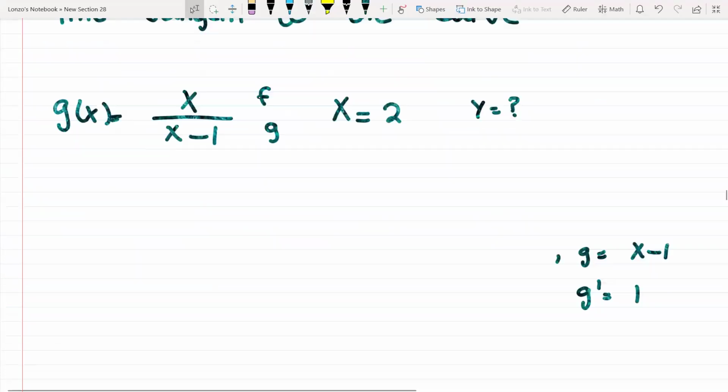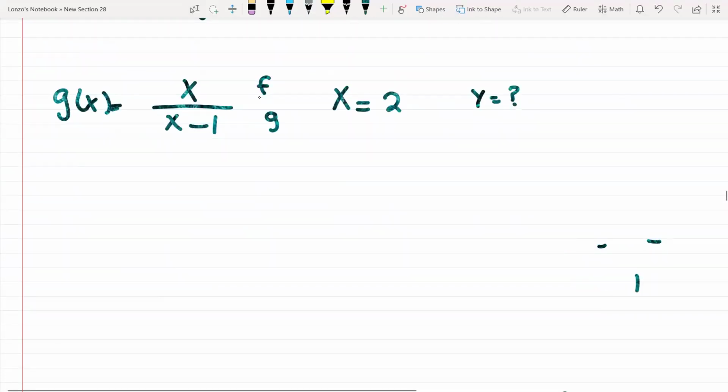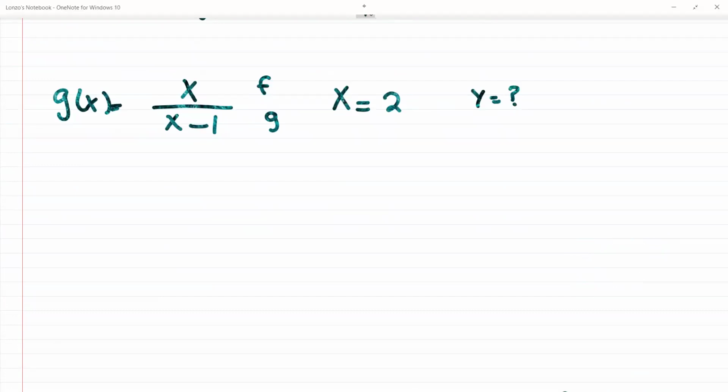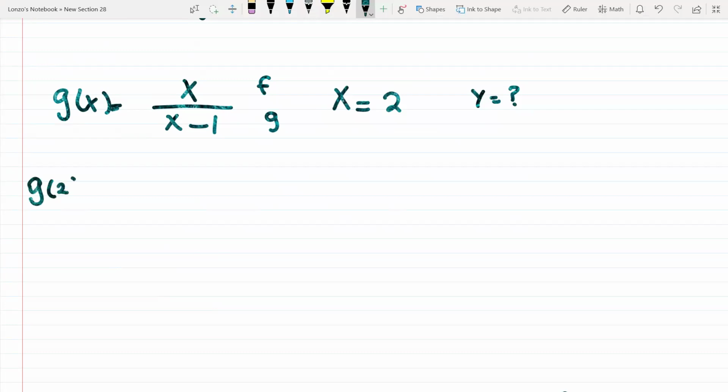One thing they have not given us is the y value. So you should always check if you have a complete coordinate, and if you don't, find it. So how would I find my y coordinate? Simply plug x equals 2 into g of x. So go ahead and do that.